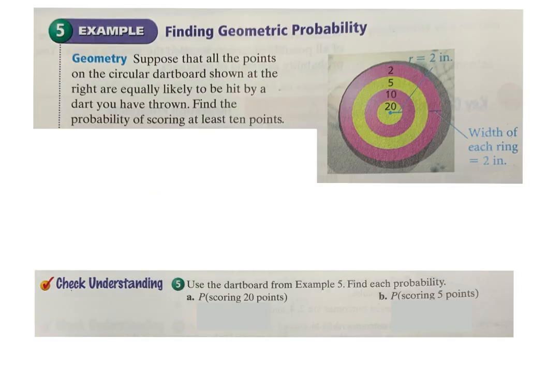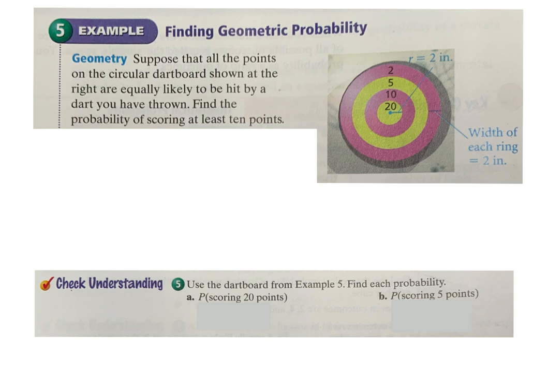All right, geometric probability. I think we touched on this a little bit in geometry. This basically takes a geometric figure, and then you have your probability of something happening within the figure itself, all right? Either they do it with shading, or like this prime example, a dartboard. It says, suppose that all the points on the circular dartboard shown at the right are equally likely to be hit by a dart you have thrown. Find the probability of scoring at least 10 points. At least 10 points, all right?